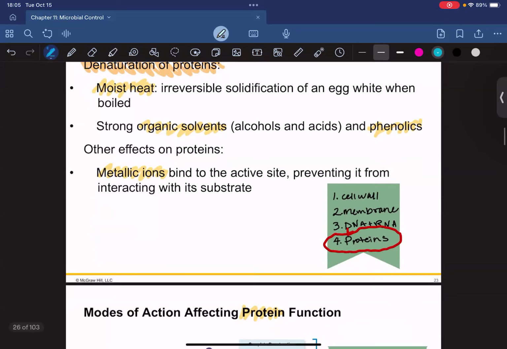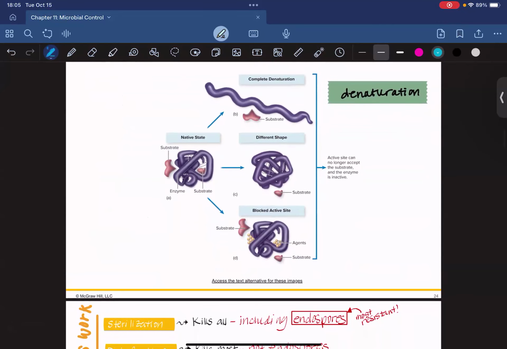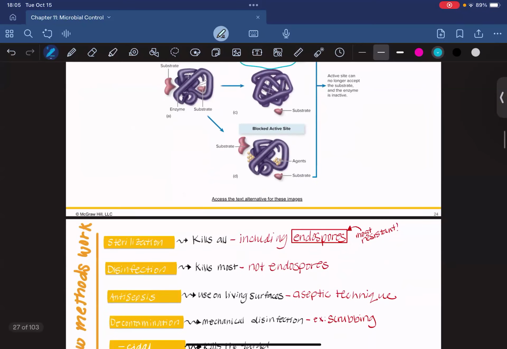Okay, so moist heat will denature, just like whenever you cook an egg. No going back, right? We talked about that. So here we go, different levels of denaturation. You can have complete denaturation, or you can just change its shape and it can't perform its function the same way. Both of these are going to be denaturation because it can't function the way it's supposed to.